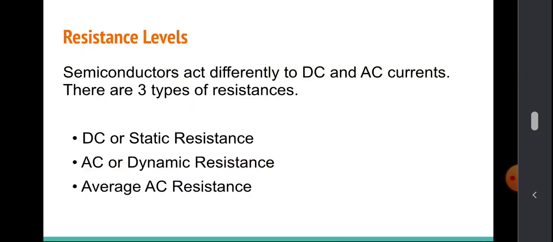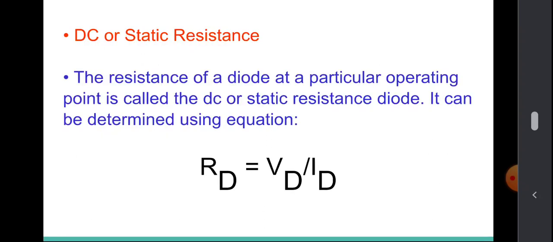Okay, resistance levels. There are 3 types of resistances. Semiconductors act differently to DC and AC currents. The 3 types are DC or static resistance, AC or dynamic resistance, and average AC resistance. In the DC or static resistance, the resistance of a diode at a particular operating point is called the DC or static resistance of the diode. It can be determined using this equation.